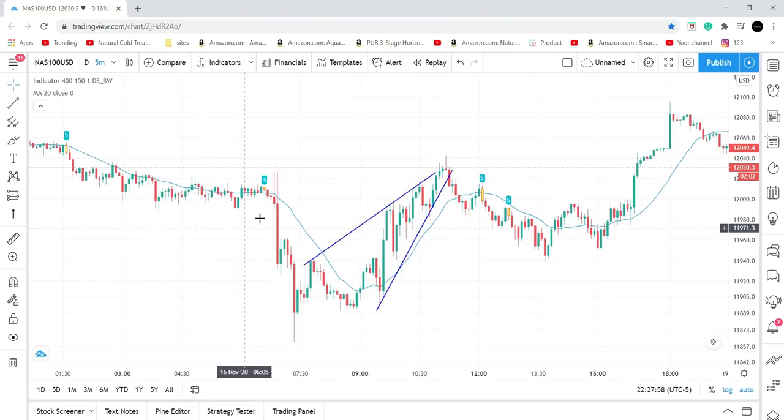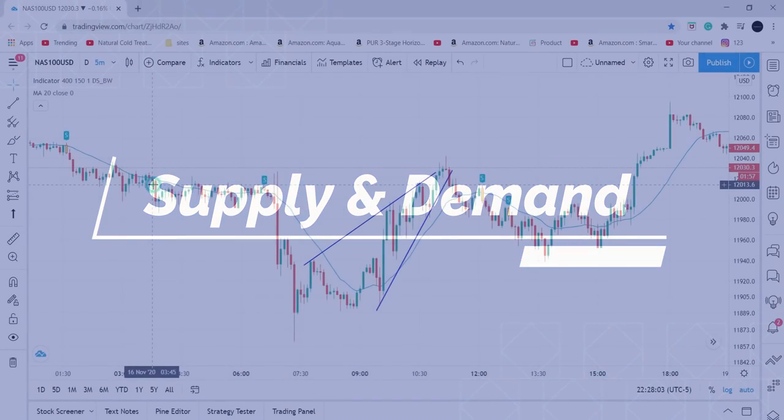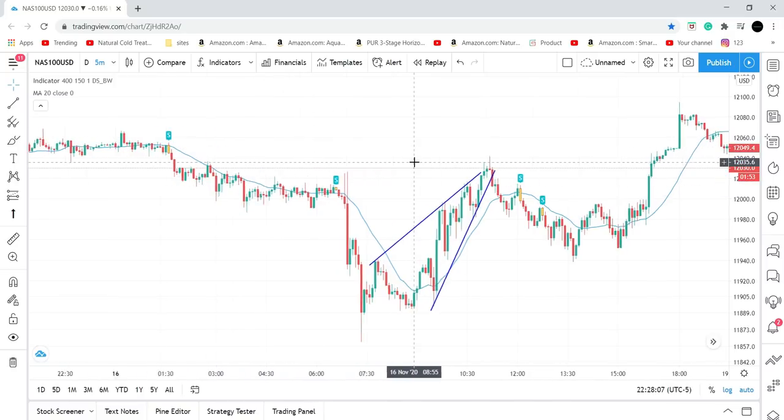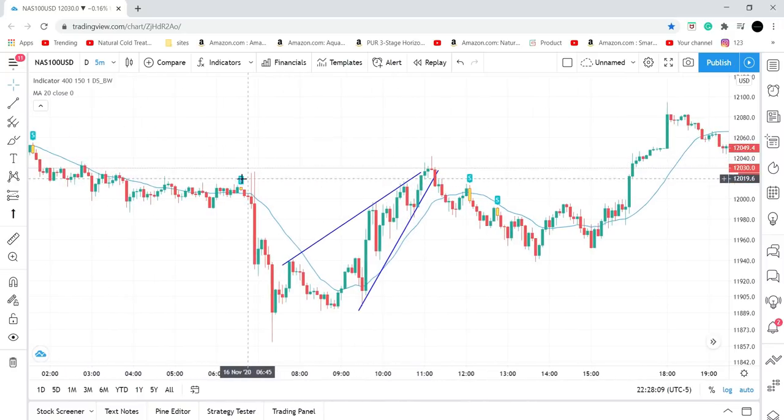Okay, so this example, guys, is we're looking for supply and demand, okay? So if you look at this right here, we have the market going down, okay? We have a nice downtrend, that's number one. Number two, we have supply, and we're looking for price to actually come back to supply. So actually, let me draw the box.